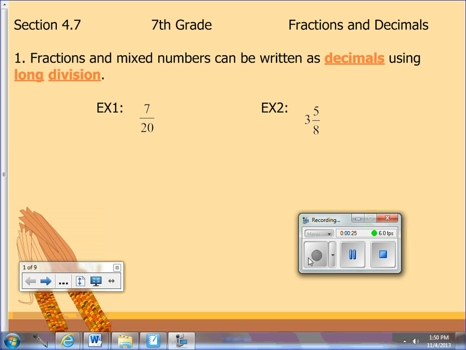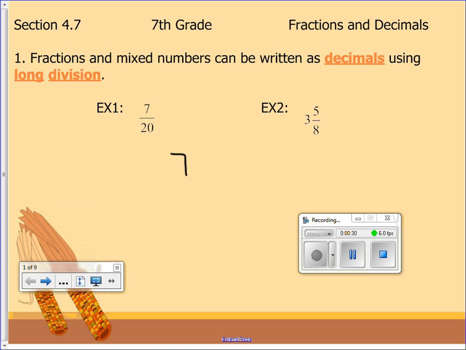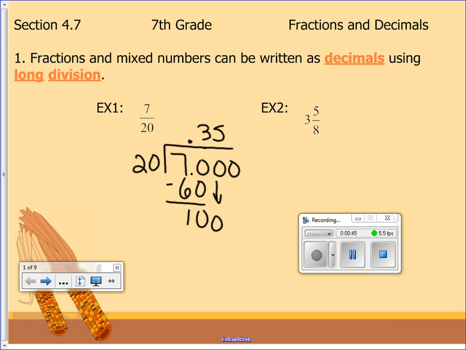In our first example of 7 over 20, you'll take 7 divided by 20. Be sure and bring your decimal up. So in decimal form, 7/20 is the same as 0.35.